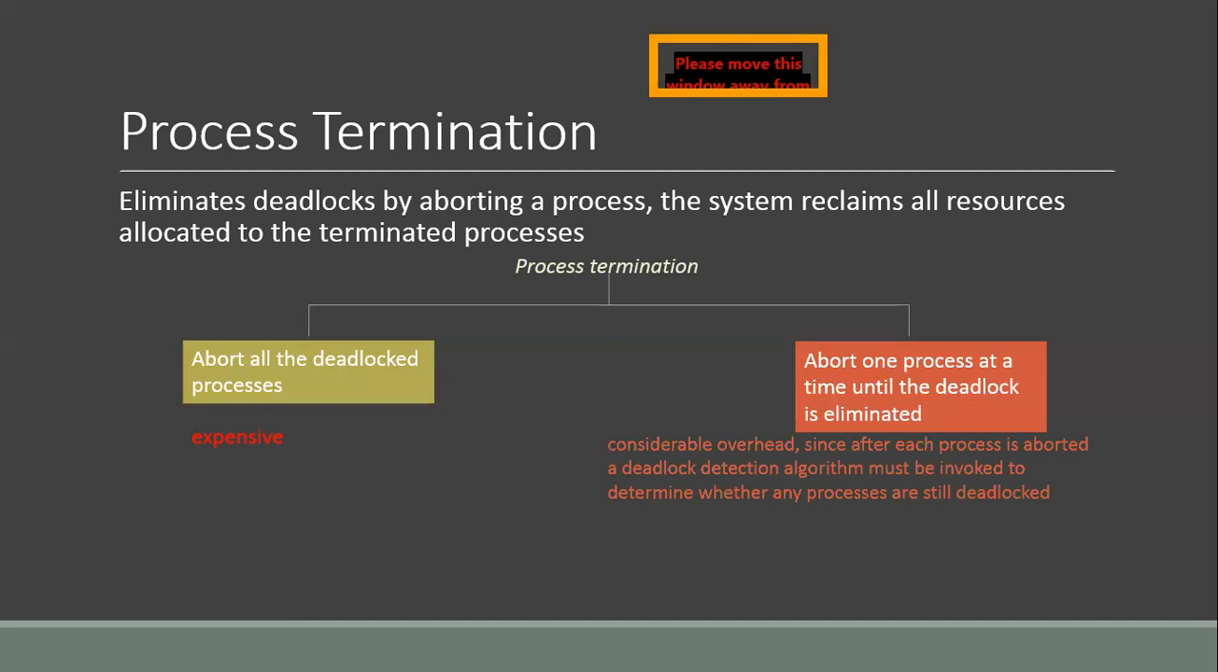Whereas the second approach incurs considerable overhead. Since after each process is aborted, a deadlock detection algorithm must be invoked to determine whether any processes are still deadlocked. So every time we abort a process, we have to invoke the deadlock detection algorithm. This algorithm will determine whether the system is still in a deadlock state or not.